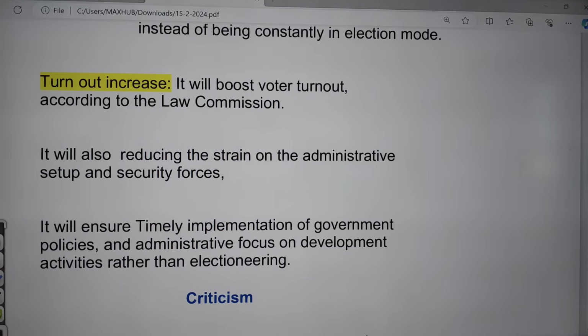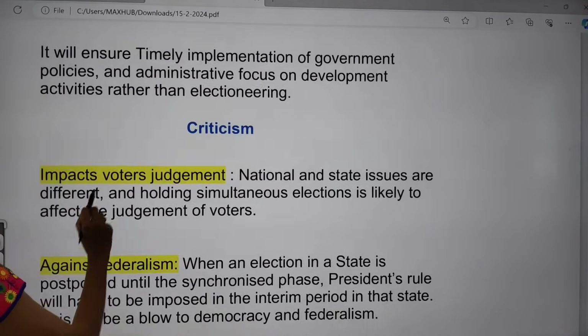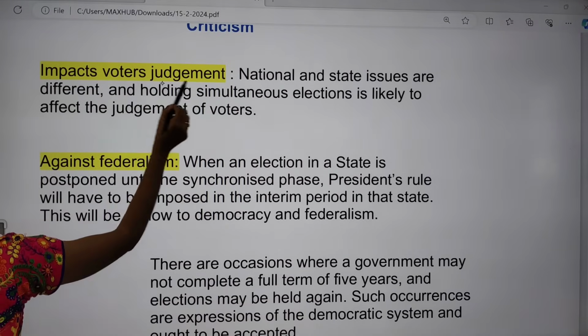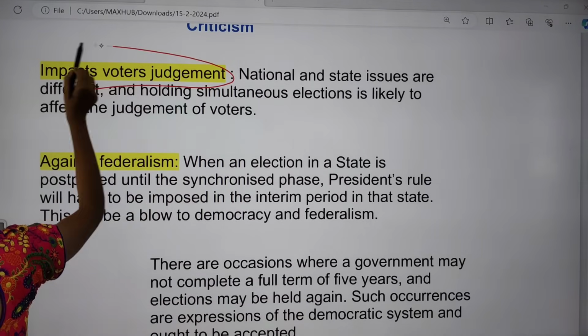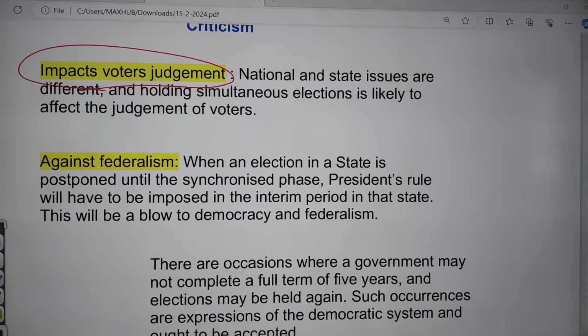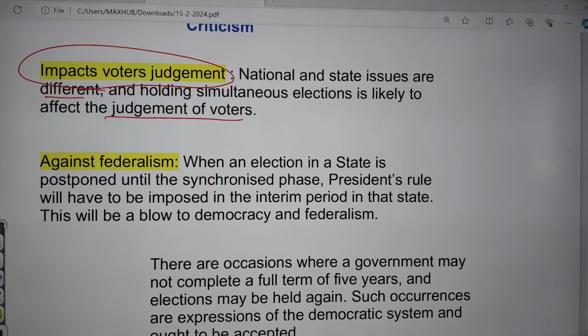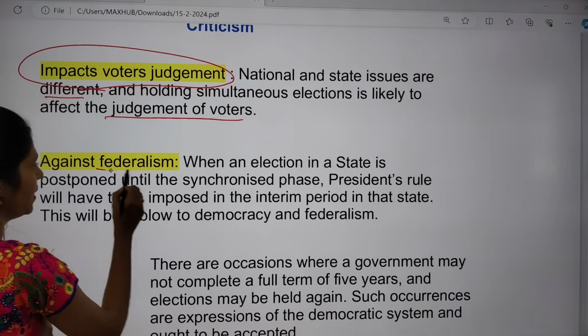And now let us see what is the criticism of simultaneous elections. It will impact voters' judgment. National and state issues are different, and whenever we hold simultaneous elections, it is likely to affect the judgment of voters. And even it is against the concept of federalism.